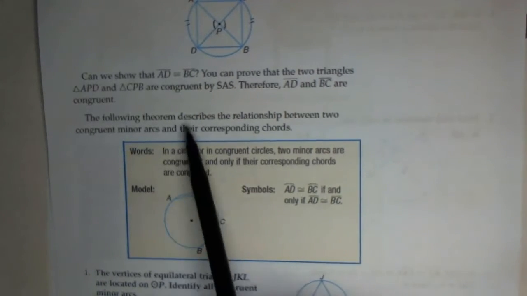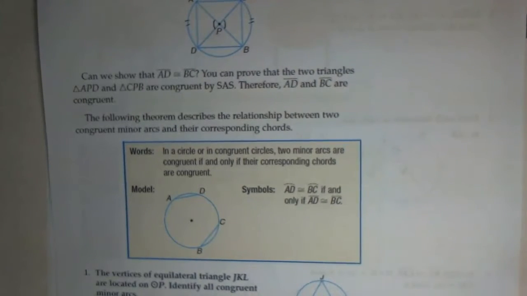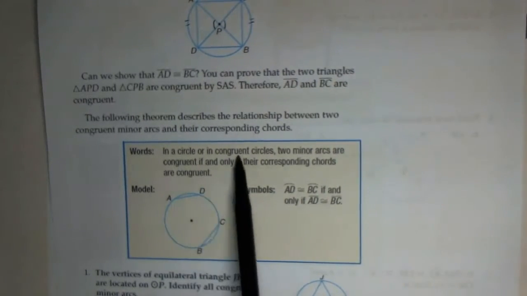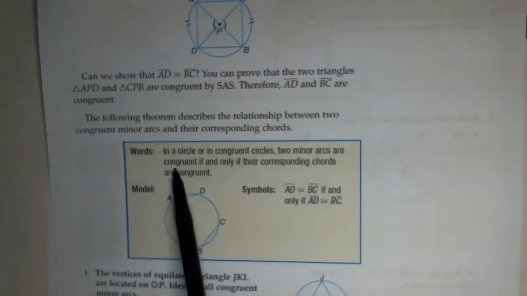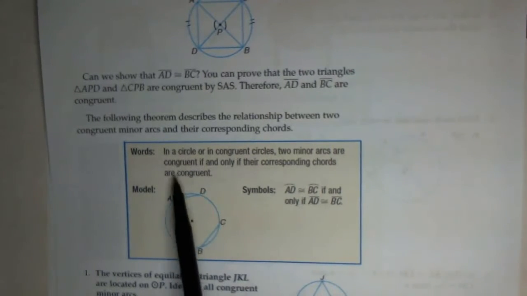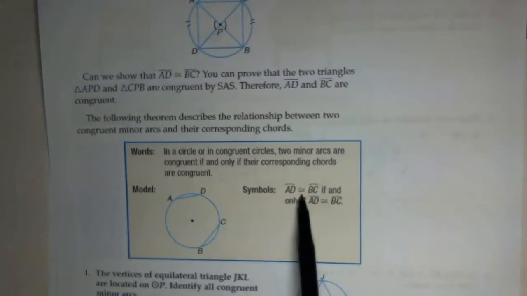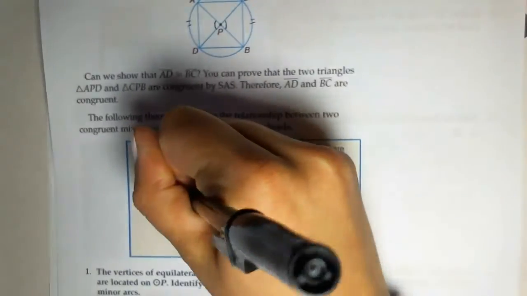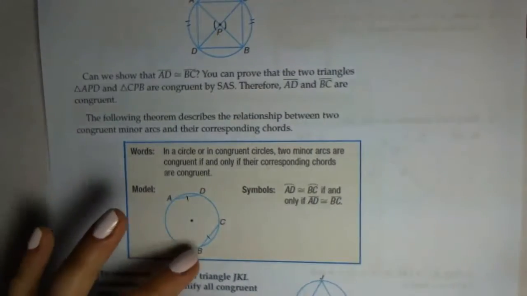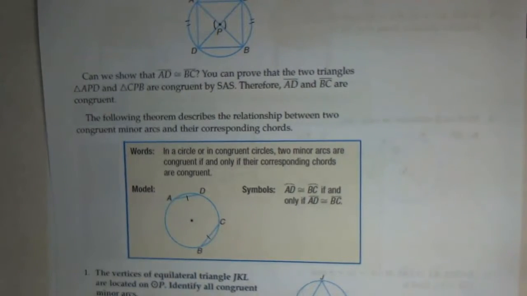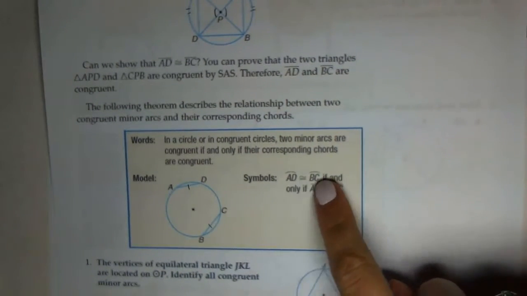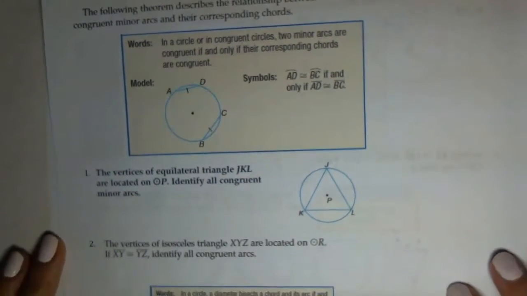The following theorem describes the relationship between two congruent minor arcs and their corresponding chords. In a circle or in congruent circles, two minor arcs are congruent if and only if their corresponding chords are congruent. So, arc AD is congruent to arc BC if and only if this is congruent to this, the chords. Okay? If they're not, we can't say the arcs are congruent. All right, let's move down here.